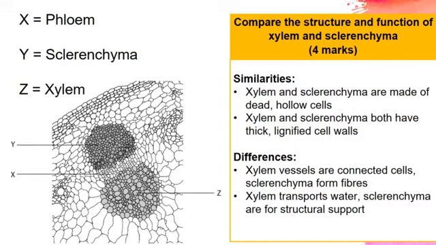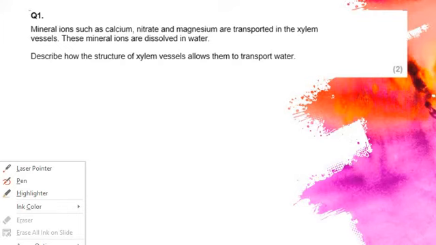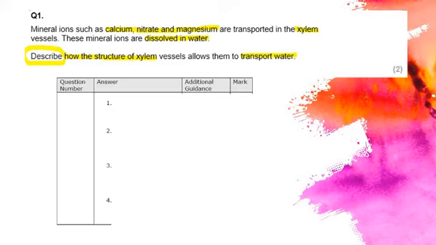Lastly, let's look at a few practice exam questions. For our first question, we have mineral ions such as calcium, nitrate and magnesium transported in the xylem. These are mineral ions dissolved in water. What you need to do is describe how the structure of xylem vessels allows them to transport water. So how does the structure of xylem help them transport water? 2 marks. You've got 4 possible mark points you could choose from. Give it a go.